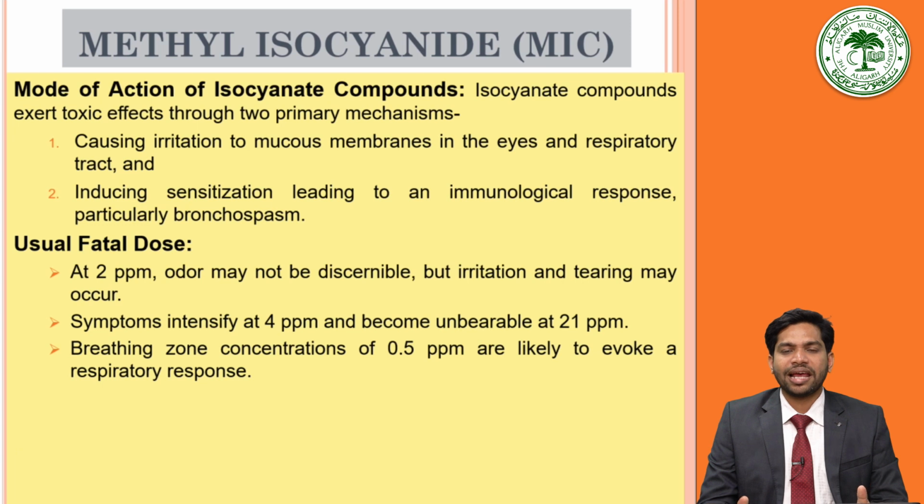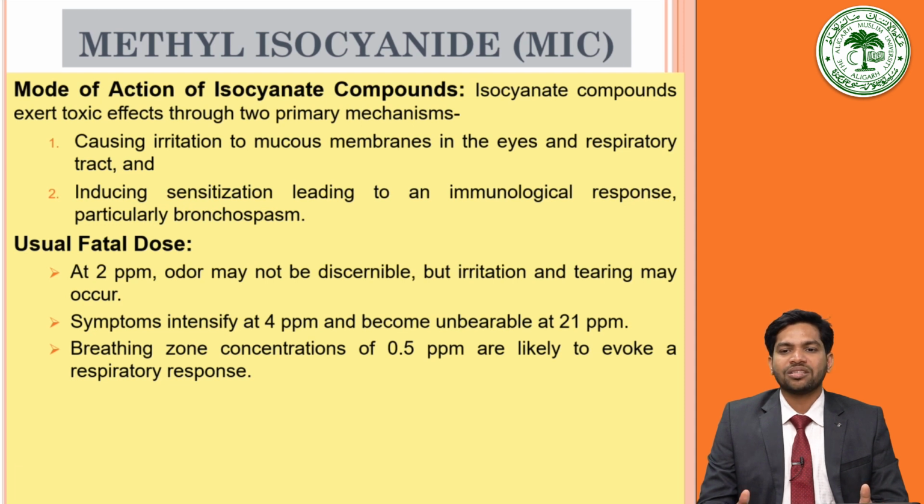Methyl isocyanide exerts its toxic effect on the body mainly by two mechanisms. One is causing irritation to the mucous membranes in the eyes and the respiratory tract, and another is inducing sensitization leading to an immunological response, particularly bronchospasm. Isocyanates irritate the mucous membrane, leading to discomfort in the eyes and the respiratory tract. Isocyanates can induce an immunological response, potentially causing bronchospasm.